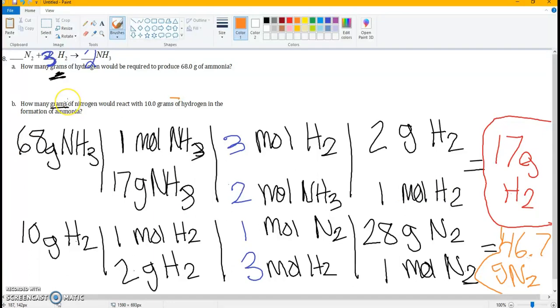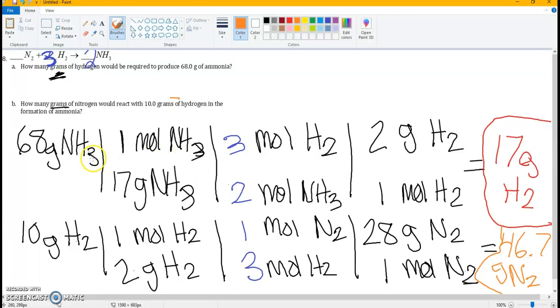For B, it asks how many grams of nitrogen do I need to react completely with 10 grams of hydrogen. So I start with what I know, 10 grams of hydrogen, grams to moles, moles to moles, moles to grams, and I get 46.7 grams of nitrogen.